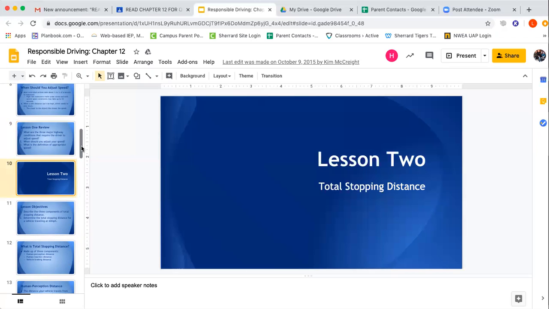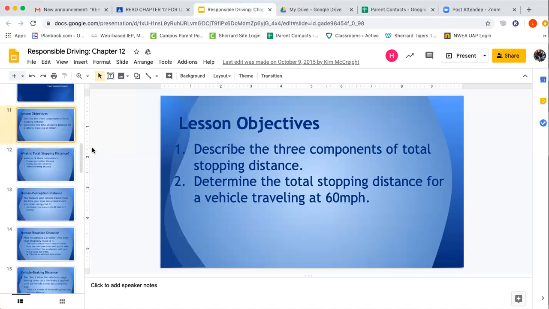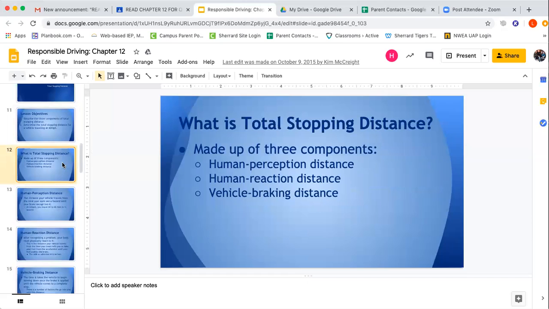Lesson 2, total stopping distance. The objectives for this are to describe the 3 components of total stopping distance and determine the total stopping distance for a vehicle traveling at 60 miles per hour. So what is total stopping distance? And here are the 3 components that you need to keep in mind. Human perception distance, so what you perceive or what you think the distance you have is, and it looks like she's going to describe all 3 of these. Human reaction distance and vehicle braking distance.